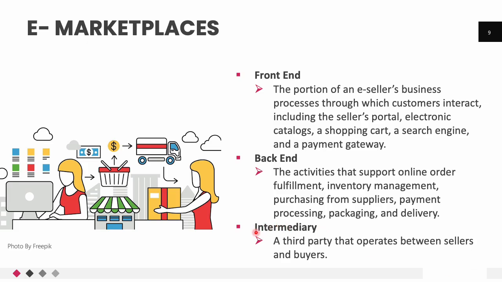Next, we have the intermediary. The intermediary is the middleman. It's a third-party platform that connects buyers and sellers. For example, eBay links individual sellers with buyers. Uber is also an intermediary. It connects riders with drivers. And then PayPal, which handles payments between parties securely.